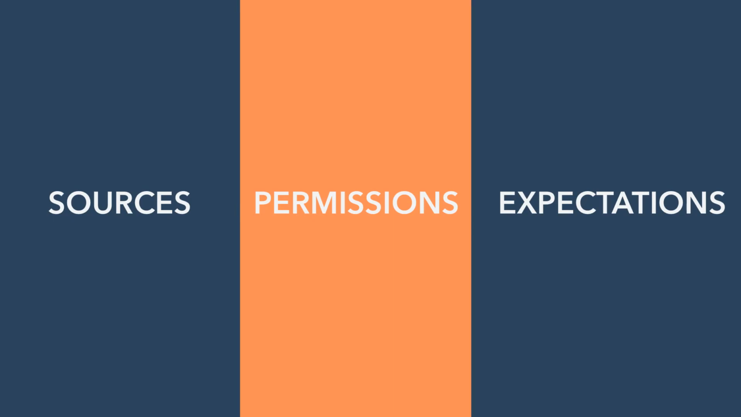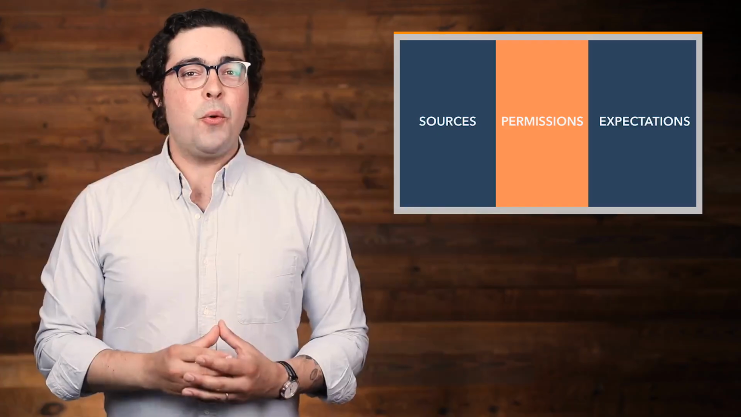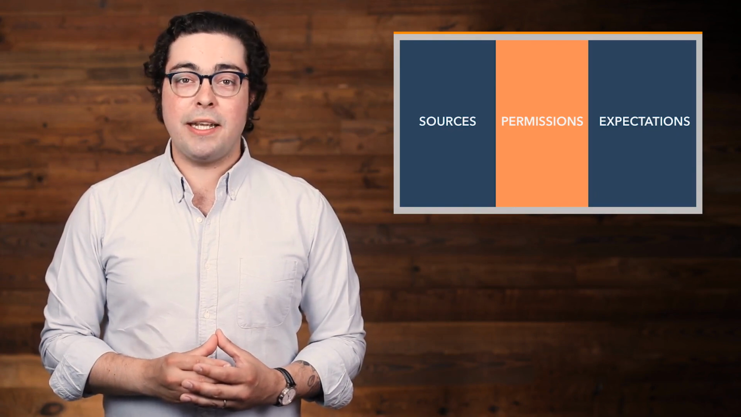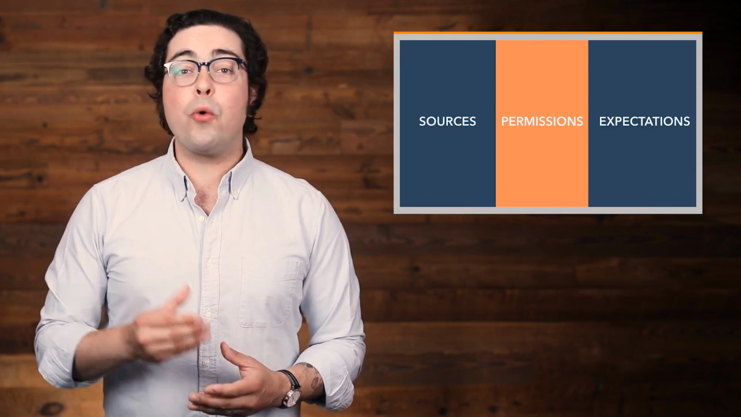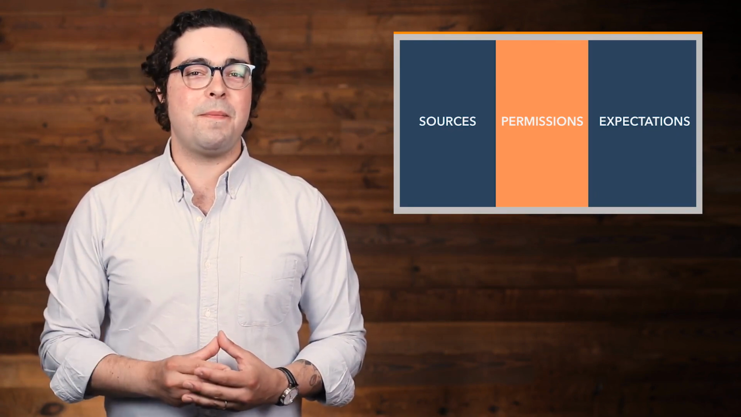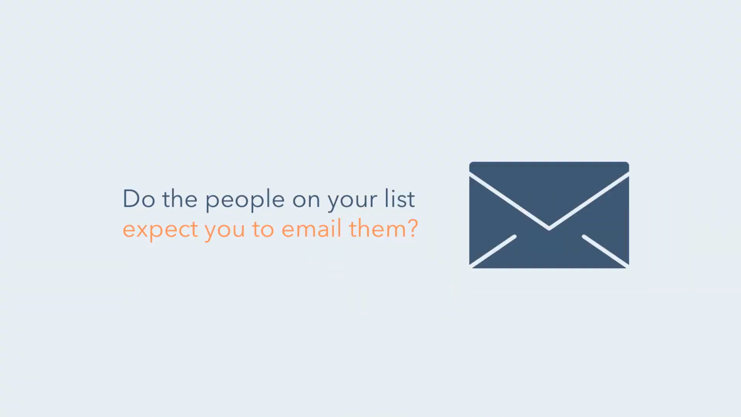Once you know the source of your email list and that you have permission from your contacts, there's one last piece that you'll need to have before thinking about pressing send: expectations. What expectation was set about the content these contacts would receive or the frequency in which they would receive it? Do the people on your list expect you to email them? Were you clear about the content you'd be sending and the frequency in which you would send when they granted you permission? Have you taken extra care to remind them who you are, why they're getting this message, and when they granted you permission?